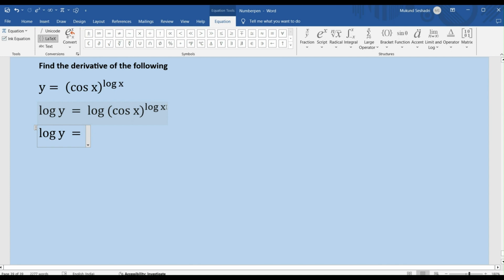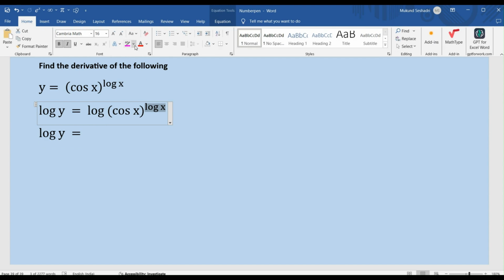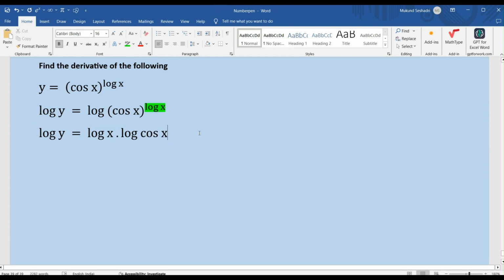So I move this power term log x, which is here, and let me highlight it using a color. Yes, the green one, using the power rule. And when I do that, I get log of x times log of cos x, right? So this is what I get. My left hand side of the expression is log y. My right hand side is a product of two functions whose derivatives I'm quite familiar with, or I can solve them using one of the rules we have learned so far in differentiation.